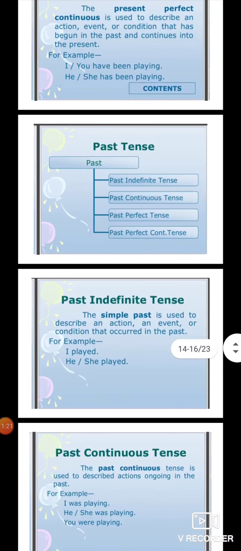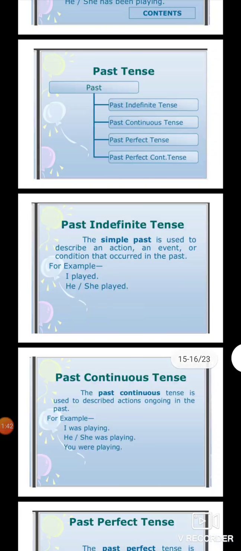Now let's go to the simple past tense. Now as I already told you, based on the concept of the action and time, we are classifying past tense into 4 types. Okay. So the simple past, that is also known as past indefinite, past continuous tense, past perfect tense, and past perfect continuous tense. Now let us see what is simple past tense. It is used to describe an action or an event or a condition that occurred in the past. For example, I played. He played or she played.